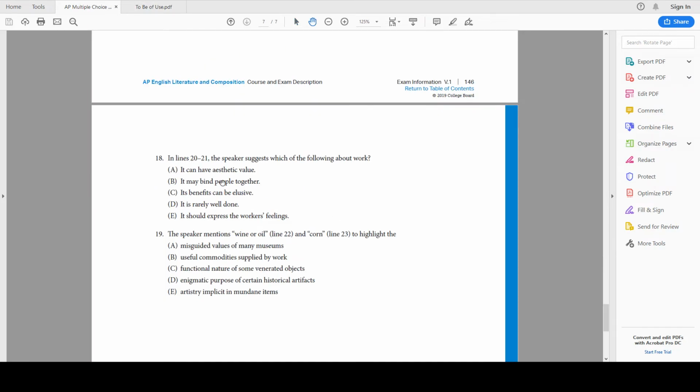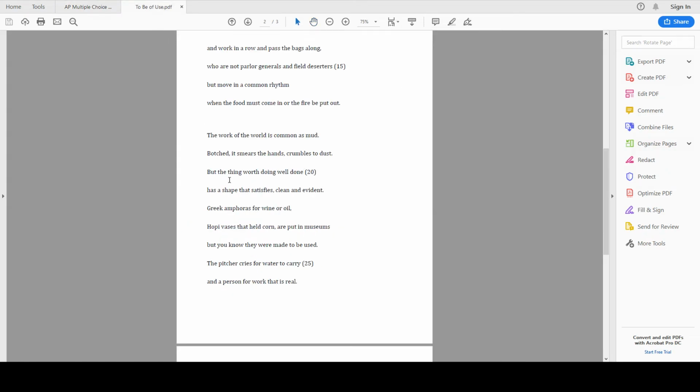It can have aesthetic value. Ding, ding, ding. What you're noticing is another trend. It's a vocab test. Do you know what the word aesthetic means? You're certainly going to learn this year, but if you didn't know when you took these questions, it's going to be pretty hard. It means it's beautiful or it is artistic. That sounds okay, right? This is about work satisfying or being clean and evident. We might talk about a piece of art being satisfying.